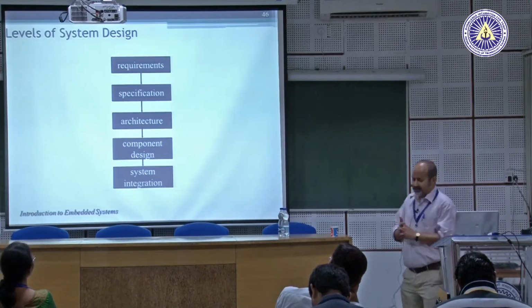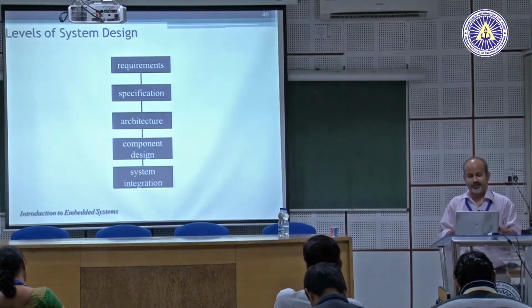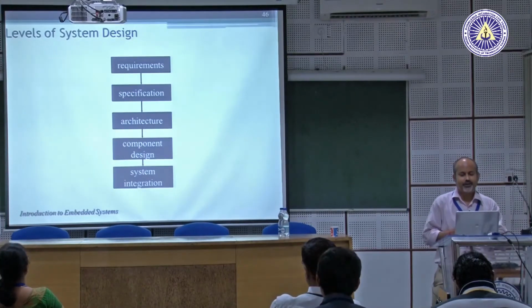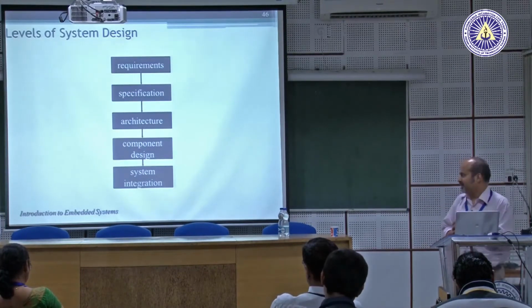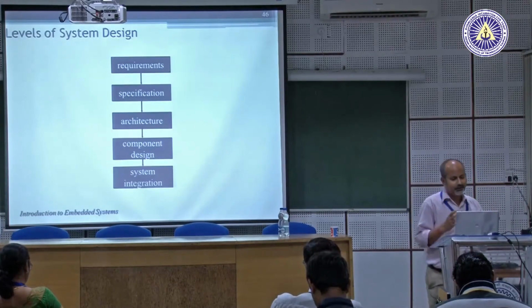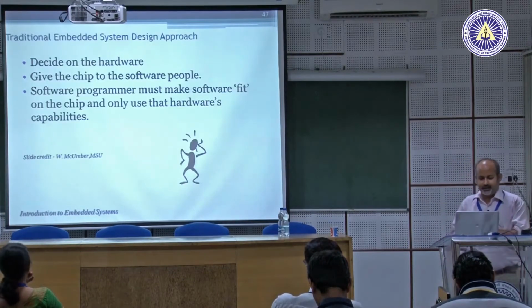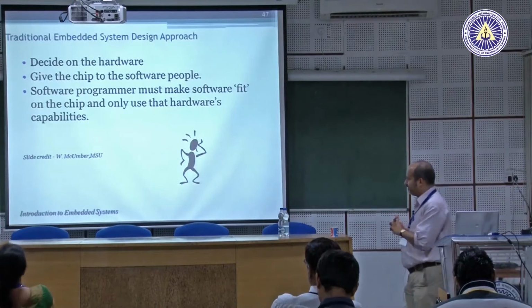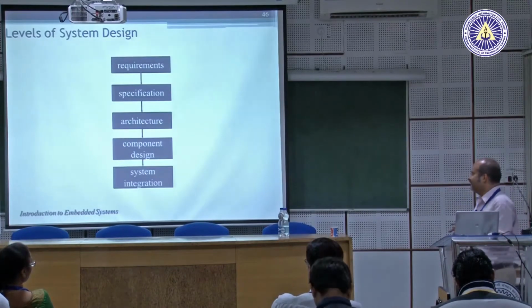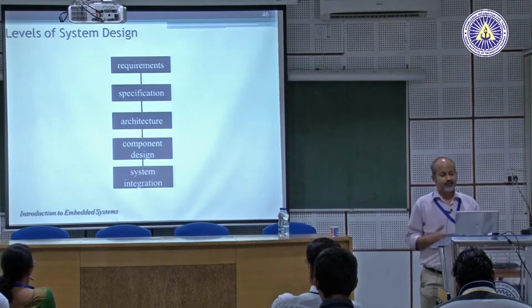So the next thing is about levels of system design, what is involved in system design. You already understood probably by now that you have to have requirements, and you have to have a spec, and then you have to design an architecture, then design each of the components, and then integrate the system. Normally the way it happens in the industry is that you don't go like this, right? This is the academic view of the system.